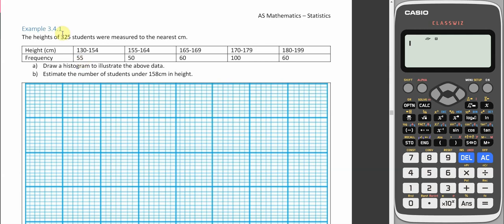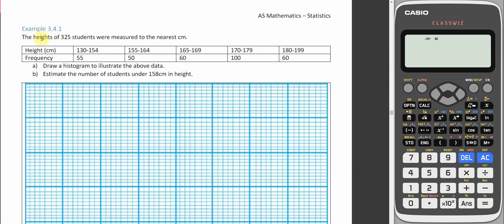Right, example 3.4.1, here we're going to draw a histogram. So we're given the heights of 325 students and they have been measured to the nearest centimetre. Part A, draw a histogram to illustrate the above data. So we can see it's grouped data because they're in groups. We also know it's continuous data because it's heights, measurements.